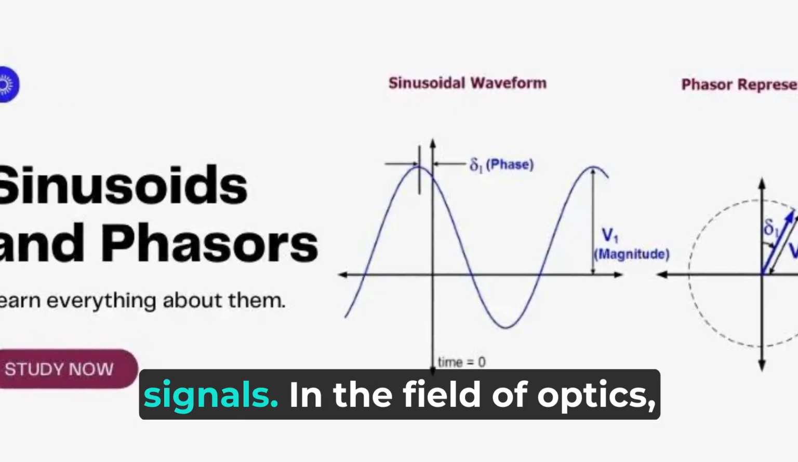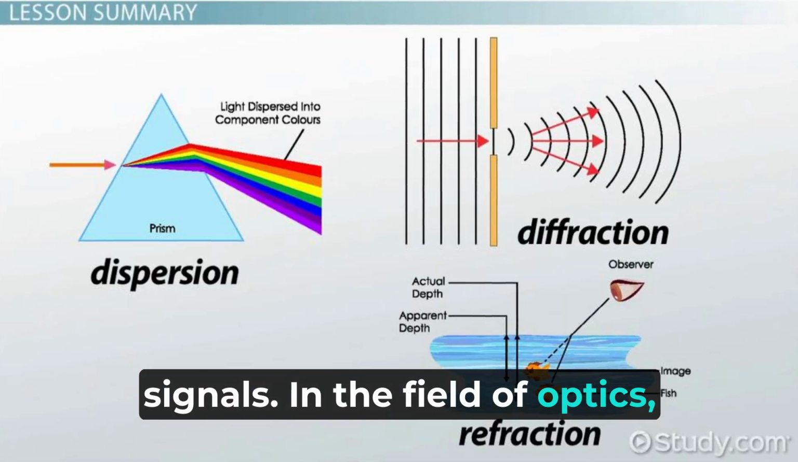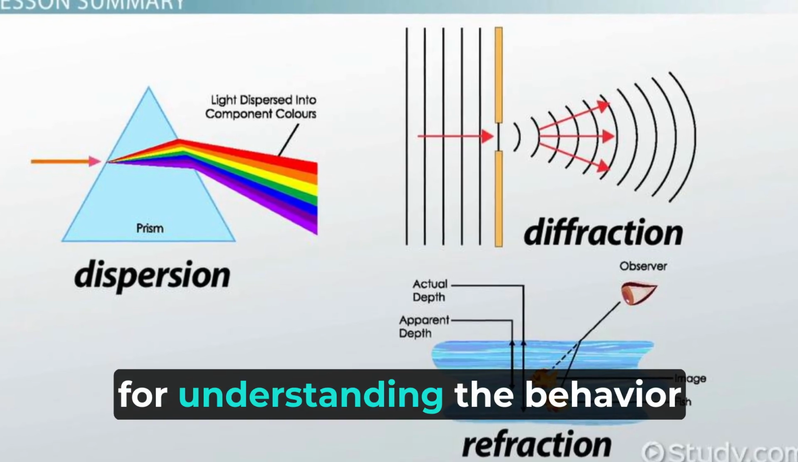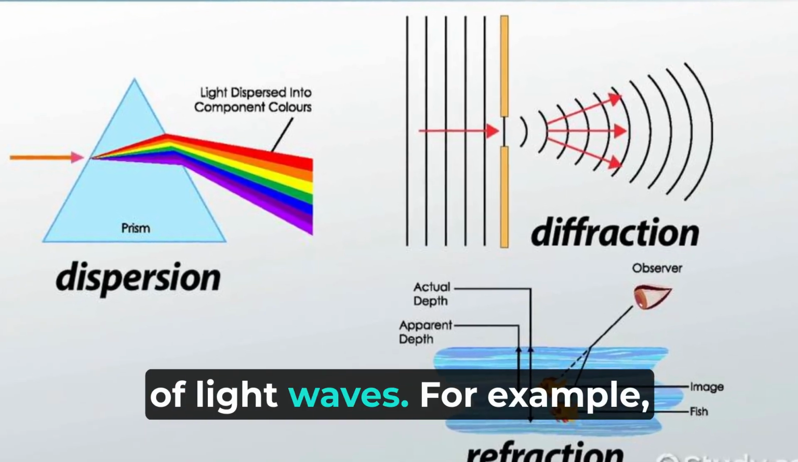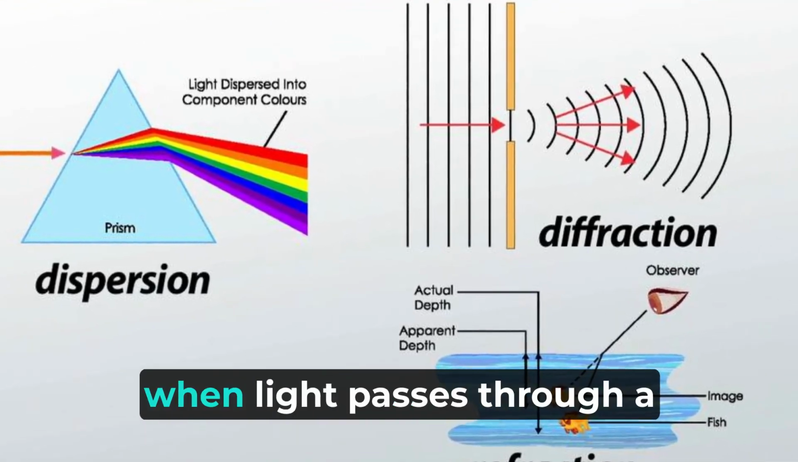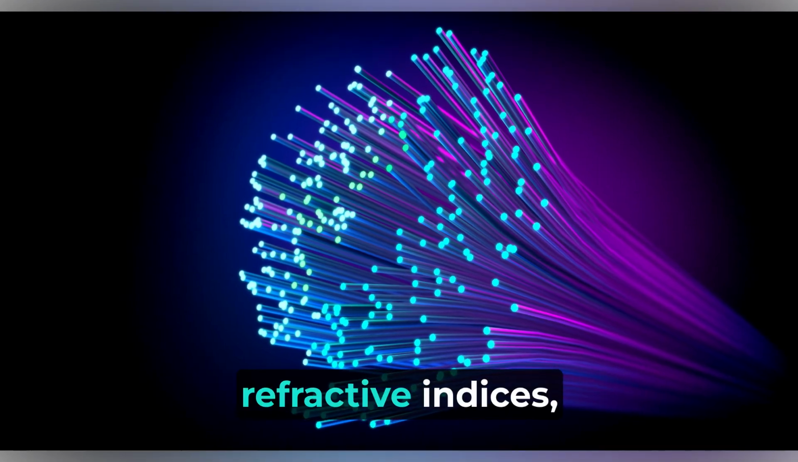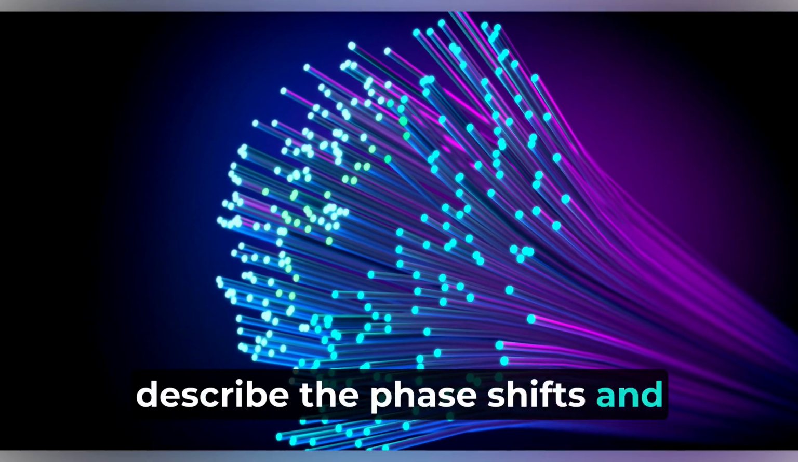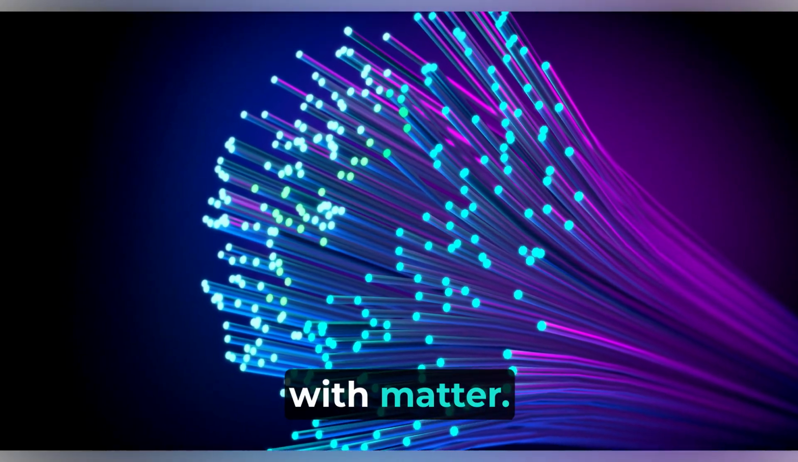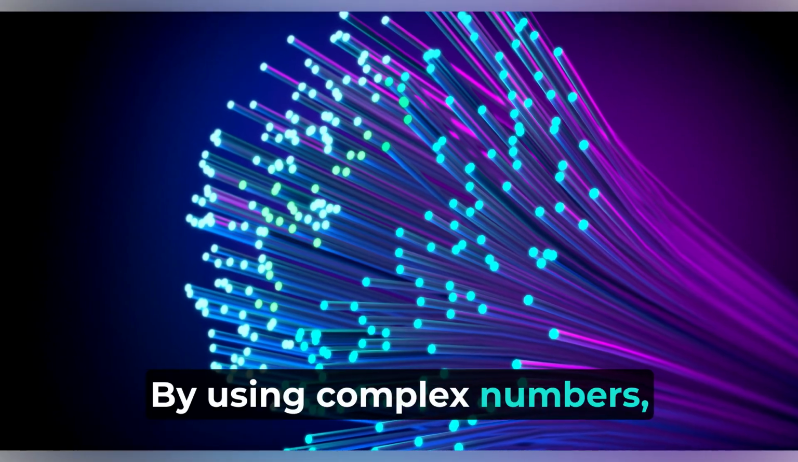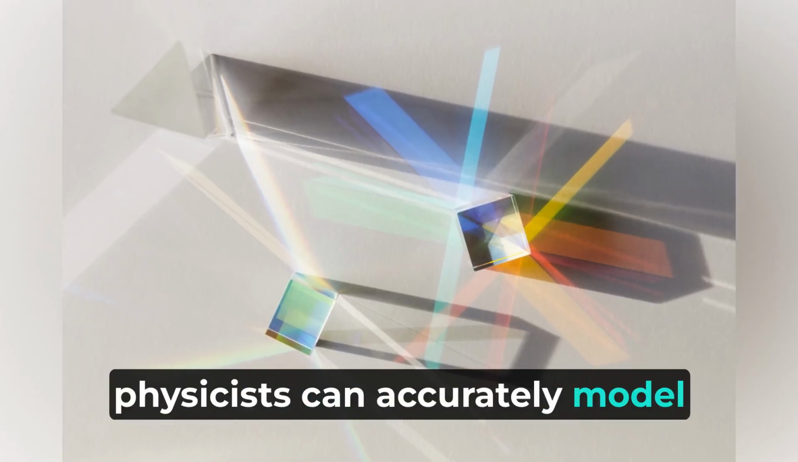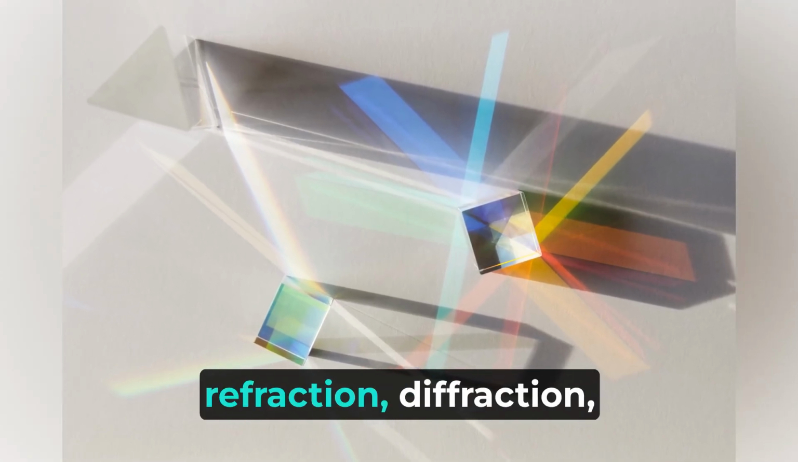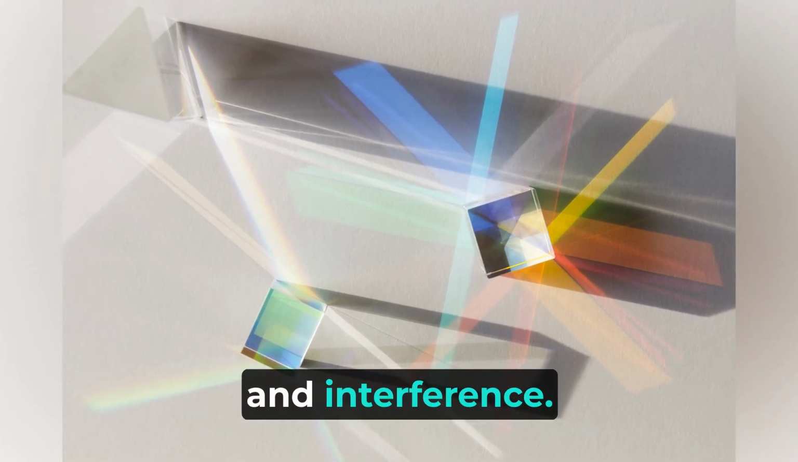In the field of optics, imaginary numbers are essential for understanding the behavior of light waves. For example, when light passes through a medium with different refractive indices, complex numbers are used to describe the phase shifts and the interaction of light with matter. By using complex numbers, physicists can accurately model and predict phenomena like refraction, diffraction, and interference.